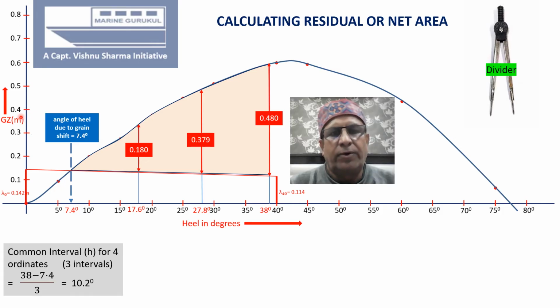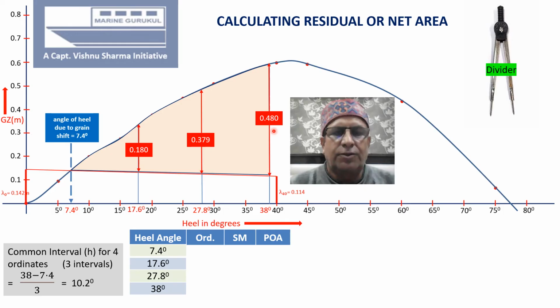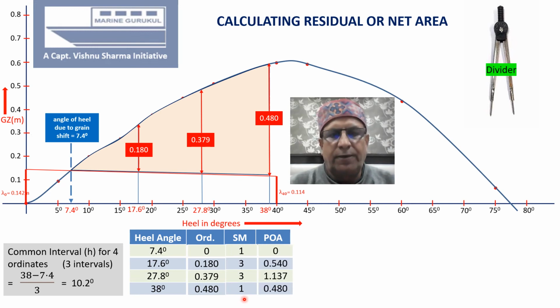So now, if you read these the way I have explained, then these ordinates are found to be 0.180, 0.379 and 0.480. So now we have 4 ordinates: 0, 0.180, 0.379 and 0.480. We can now calculate the area using Simpson's rule 2. Simpson's multipliers will be 1, 3, 3, 1. This will give us product of area. We add this up and we get SOP area.